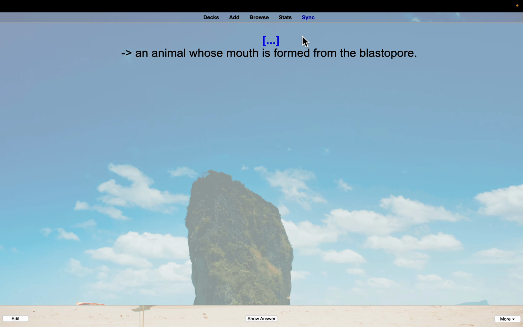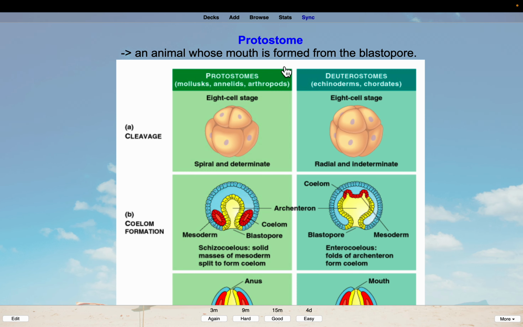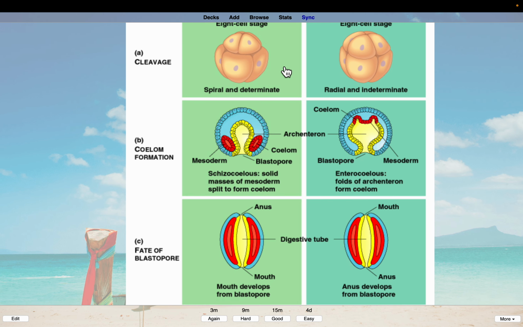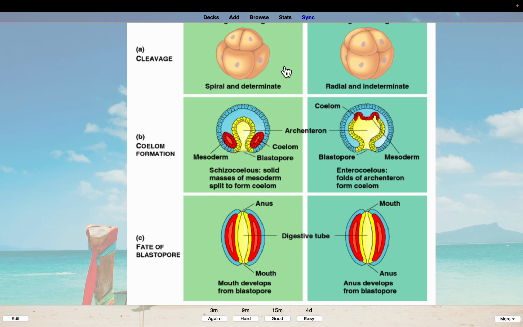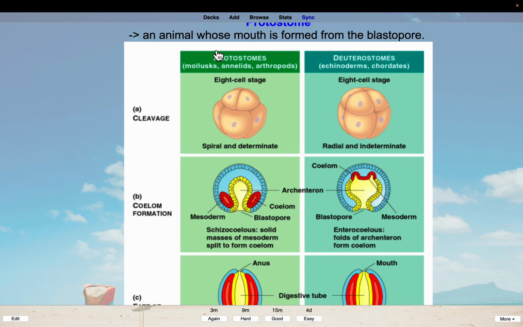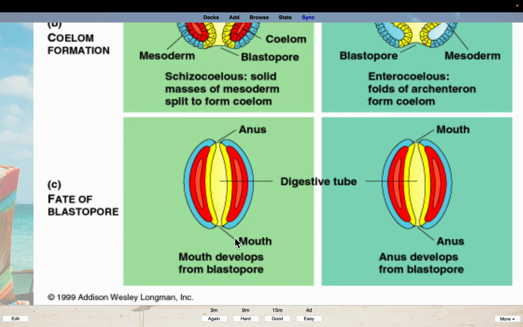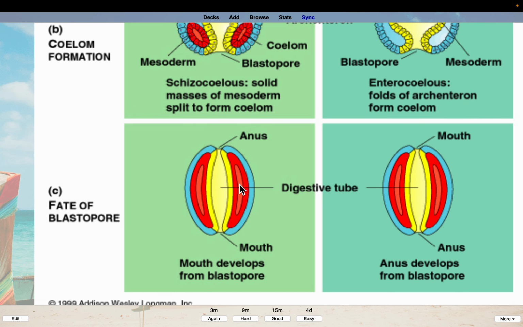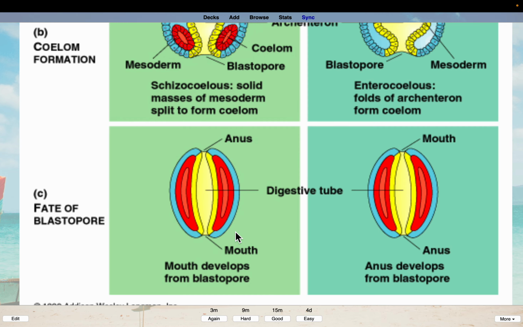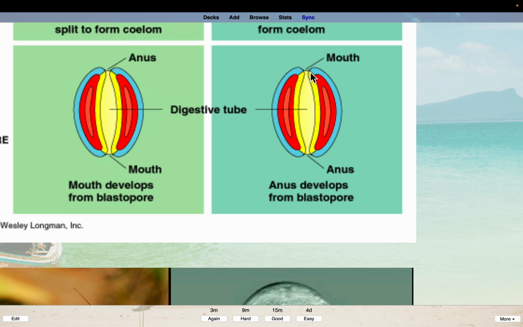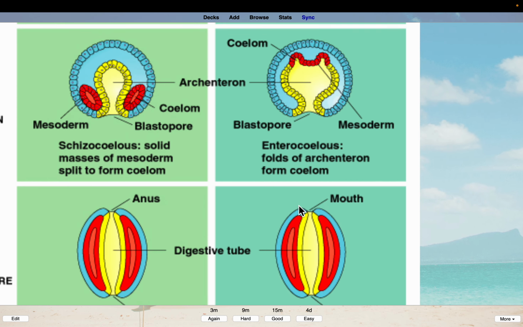Blank is an animal whose mouth is formed from the blastopore, protostome. I think for humans, we are deuterostomes. For protostomes, we have mollusks, annelids, and arthropods. Basically, this is what it looks like. The mouth develops from the blastopore. So the anus is here, the mouth is below. It's opposite for the deuterostomes. As you can see in this figure, the mouth is above, the anus is below. Whatever is here, that's the anus. It develops from the blastopore.